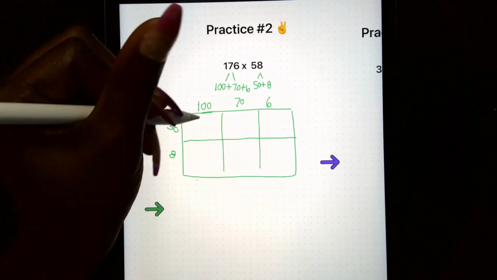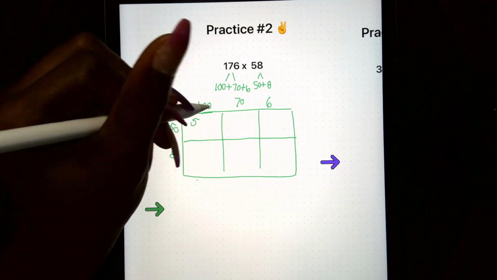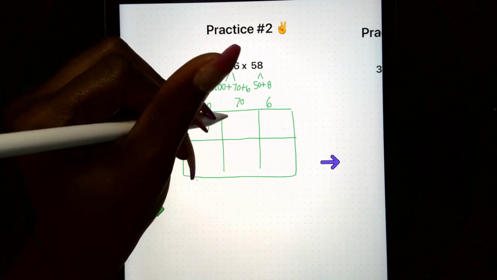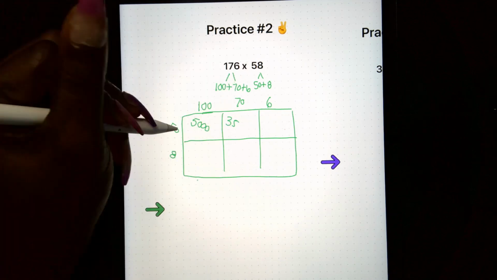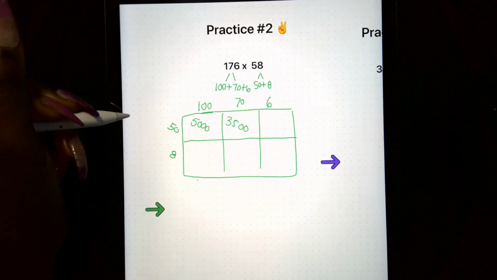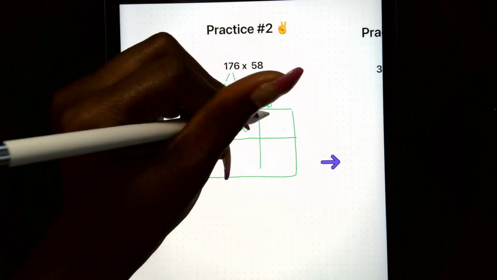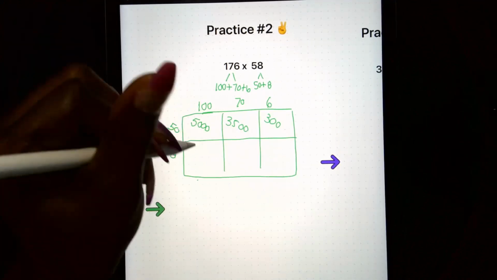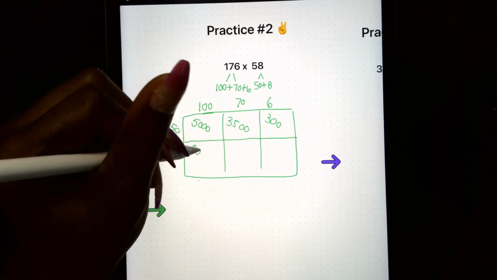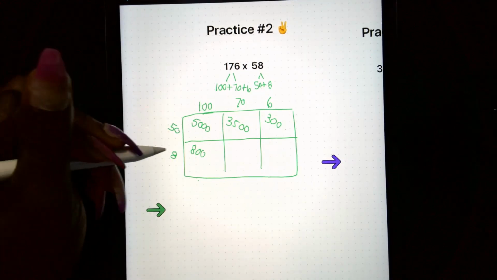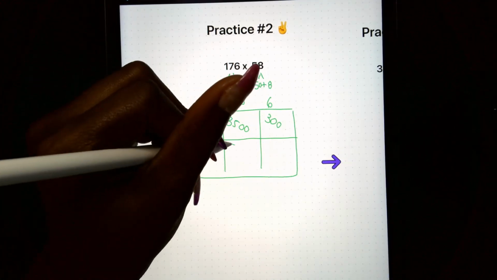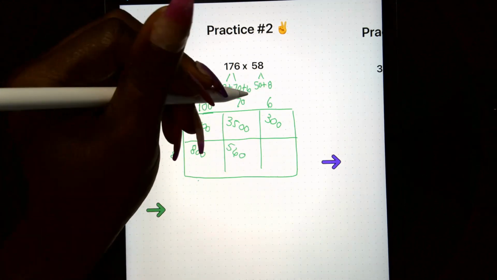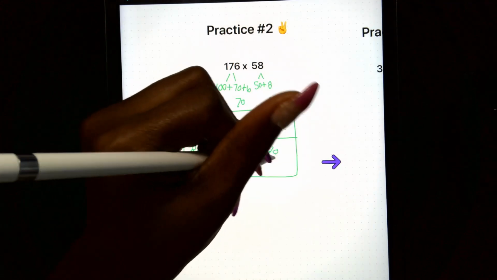5 times 1, 5 with 1, 2, 3 zeros. 5 times 7, 35 with 2 zeros. 5 times 6, 30 with 1 0. 8 times 1, 8 with 2 zeros. 8 times 7, 56 with 1 0. And then 8 times 6 gives me 48.